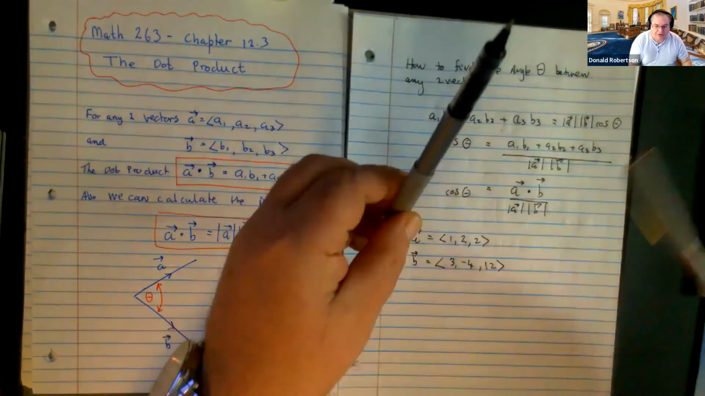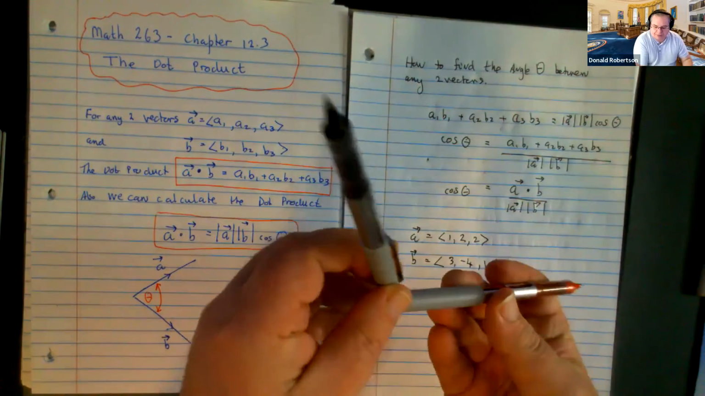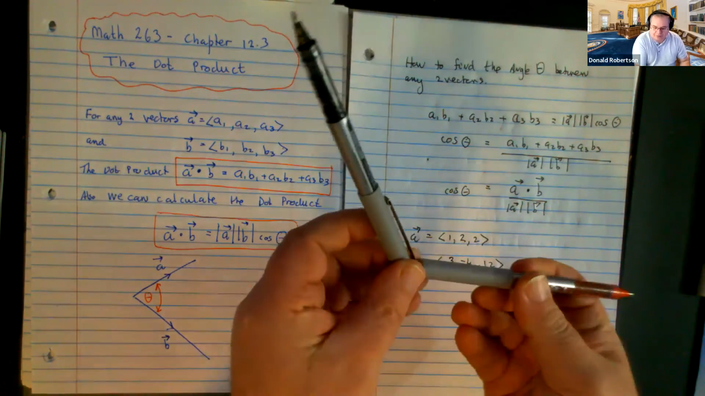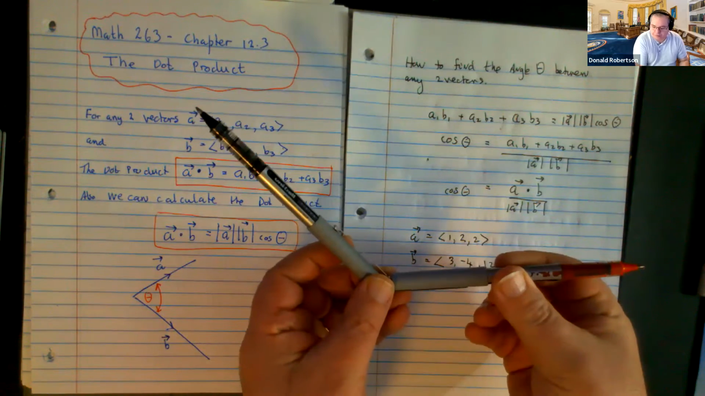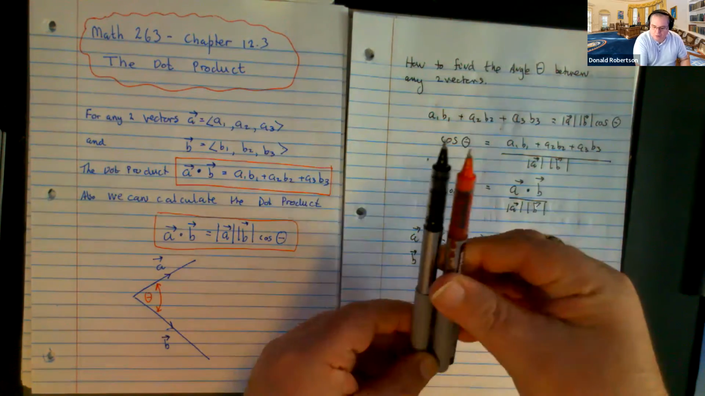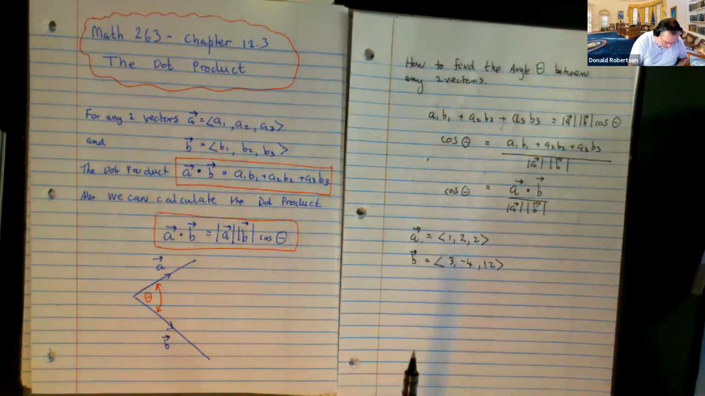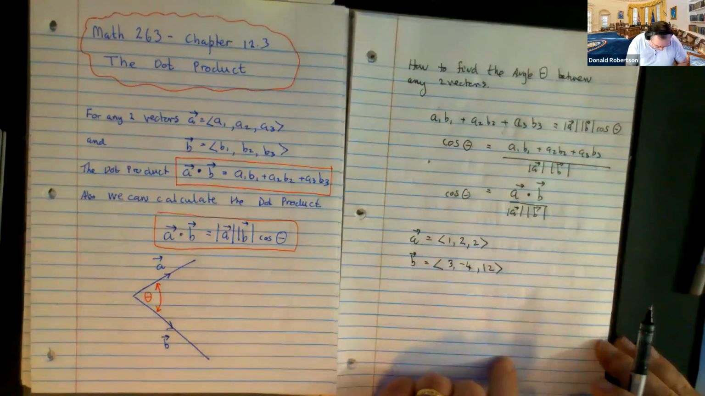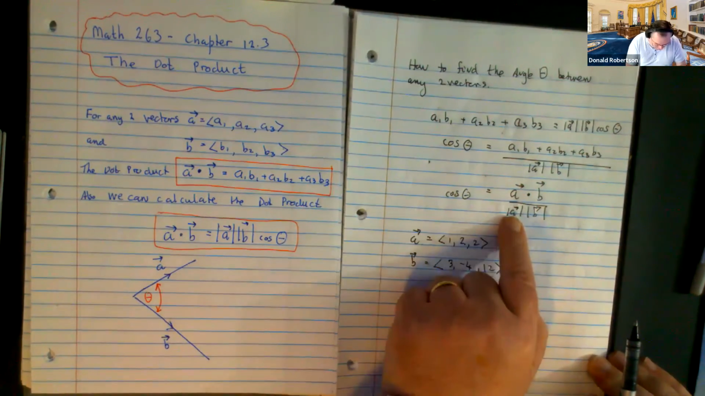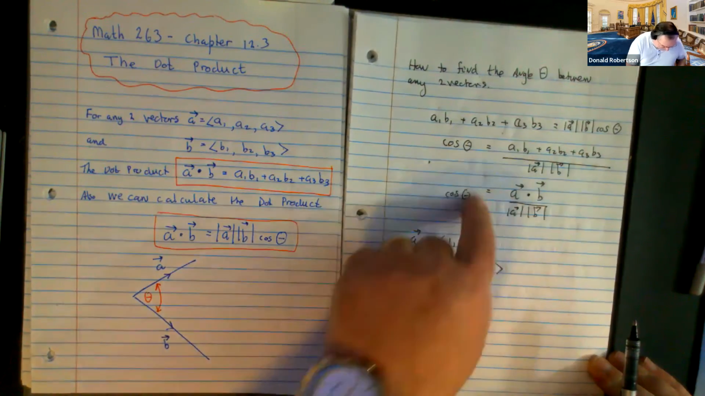So you can imagine this pen might be one of them and that pen there is the other. And if I rotate it, you can see it's about 100 and something degrees. We're trying to find this angle. So we need to know some things. We need to know a dot product. We need to know two magnitudes, and then we can put them together.